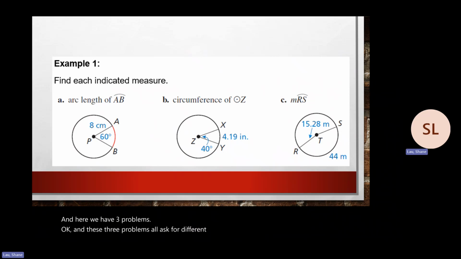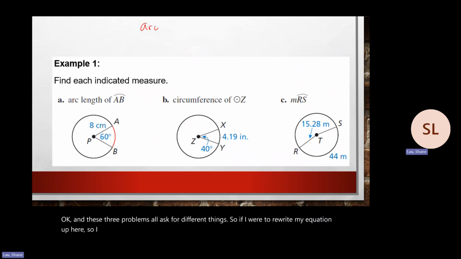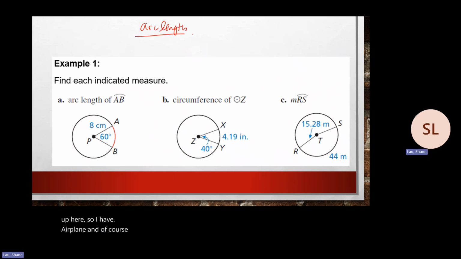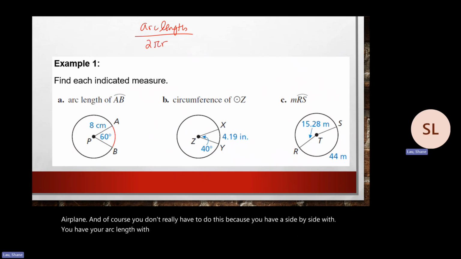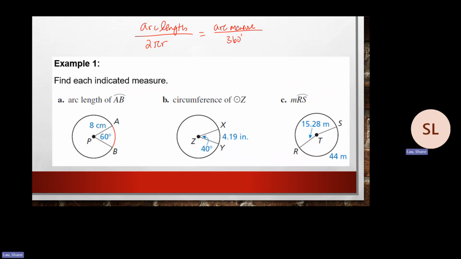So if I were to rewrite my equation up here, so I have arc length. And of course, you don't really have to do this because you have the side by side with you. You have your arc length with 2 pi r equal to your arc measure over your 360 degrees. And so in A, we're looking for our arc length.